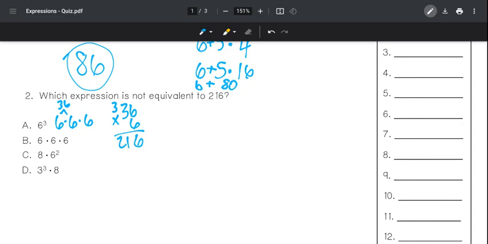So it's not A, because that equals 216. B is the same exact problem, so it's not B. Okay, so then we have to do C, which is 8 times 6 squared. Well, we know 6 times 6 is 36, so this is really 36 times 8. And that can't be 216 because 36 times 6 is 216. So 36 times 8 is something bigger. So this will not equal 216. That is our correct option.